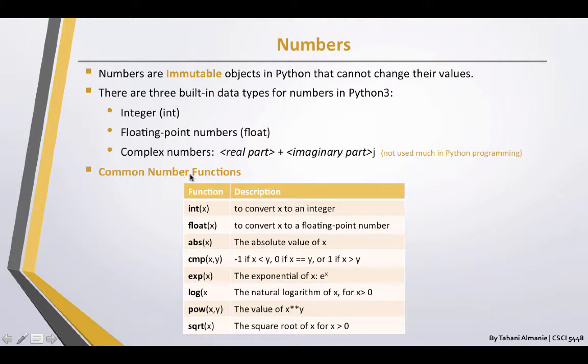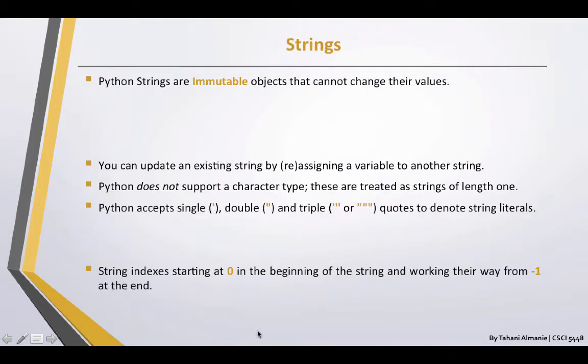The most common number functions are listed in this table: int of x to convert x to an integer value, float of x to convert x to a float number, abs gives the absolute value. To compare two numbers, use cmp of x and y. This gives the exponential value, this gives the logarithm value, and this gives x to the power of y, and this gives the square root.